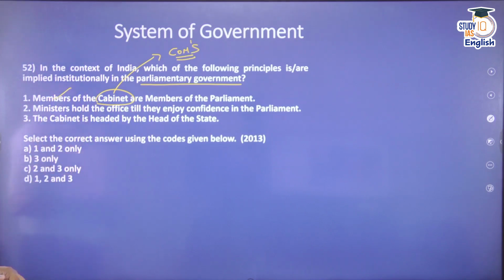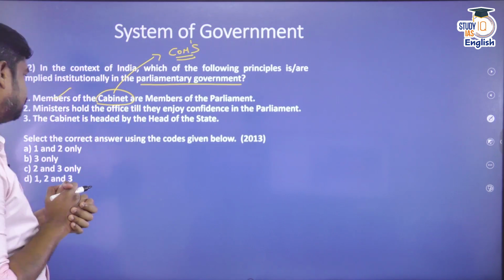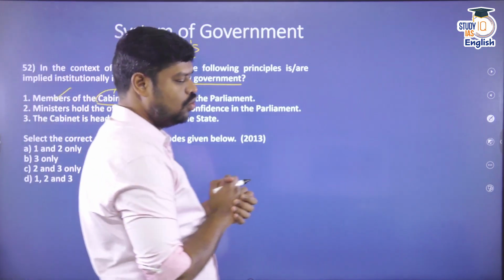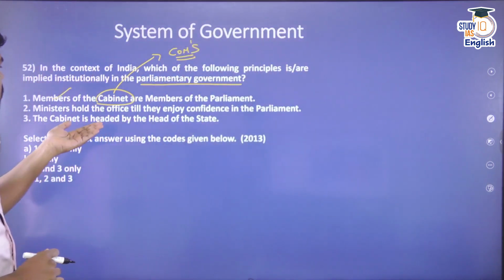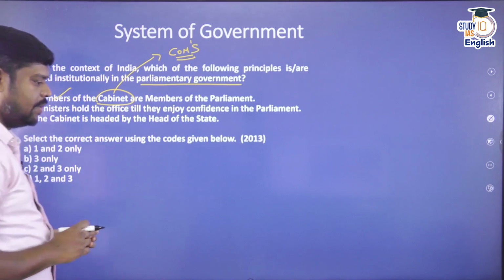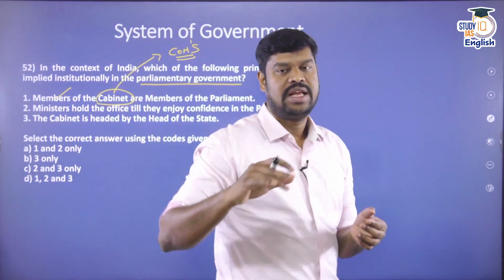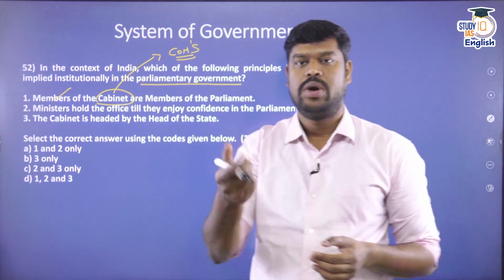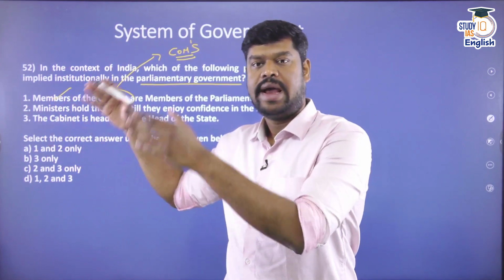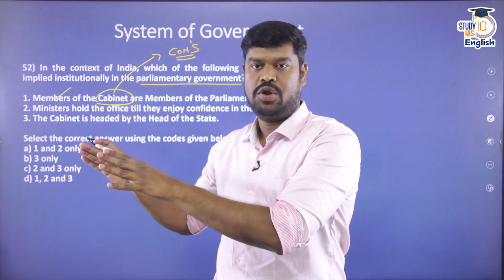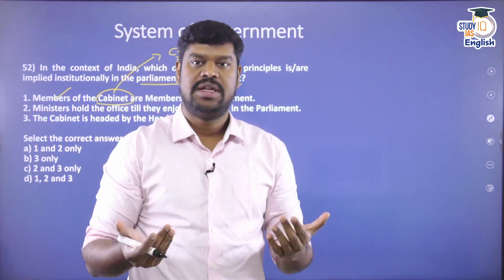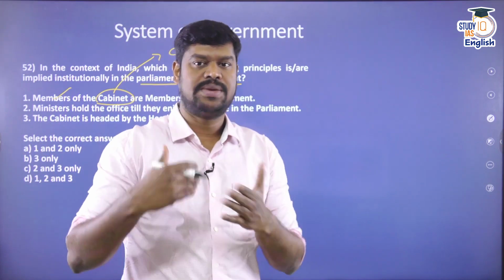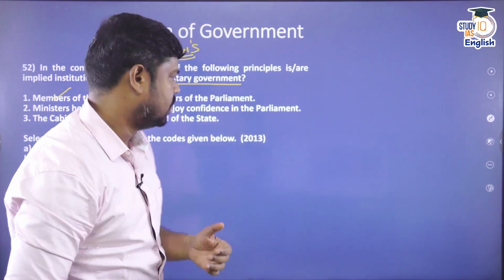Statement 2, the ministers hold office till they enjoy the confidence of the parliament. So this is also very much true. This is exactly how it ensures the accountability of the government to the legislature. The ministers hold office till they enjoy the confidence of the parliament, or to put it in another way, the legitimacy of the government comes only when they have the majority in the Lok Sabha. As long as they have the majority in the Lok Sabha, they can continue the government. At any point of time, if the legislature withdraws the support, then the government will be dissolved. They have to resign, or otherwise the president can dismiss this particular government. So this is also true.